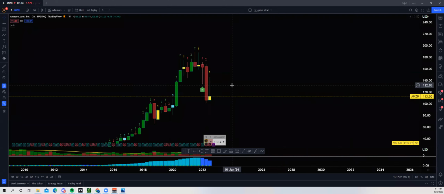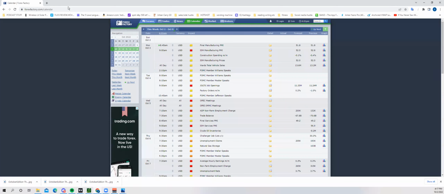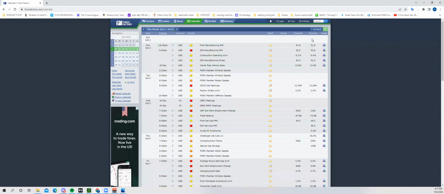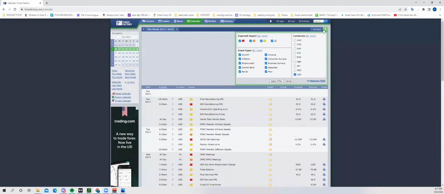The next thing you want to do is do the same process with the sectors. Now, one of the things that you always want to make sure you're staying up to date with is the economic calendar. Easiest way to do that is using forexfactory.com. Use forexfactory.com/calendar, go to the calendar.